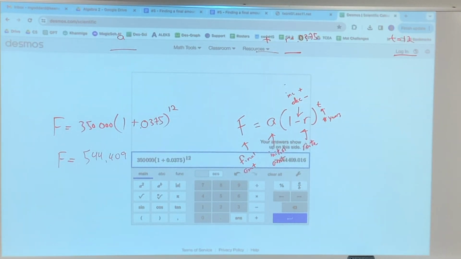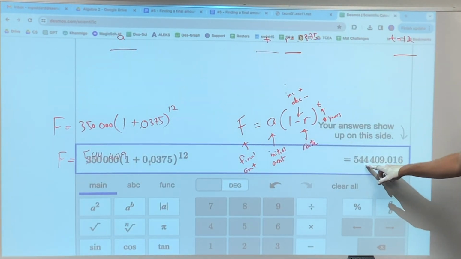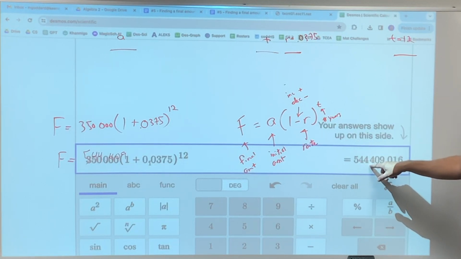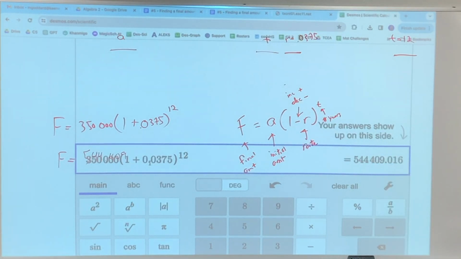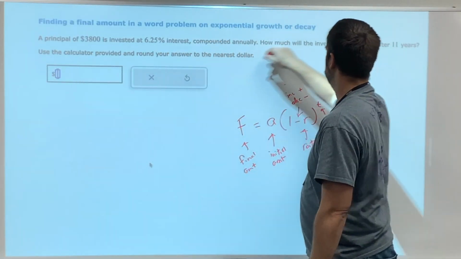See if we can get 544,409.016, round to the nearest, and that's going to be nearest whole number, 544,409.